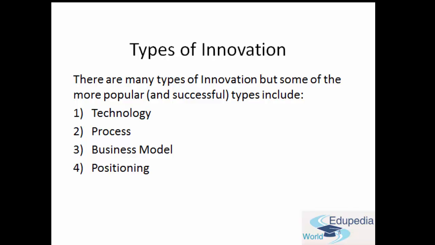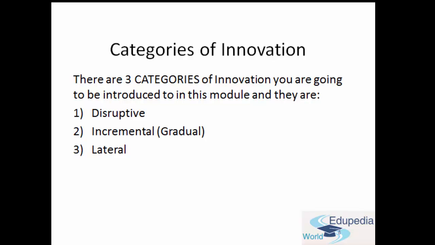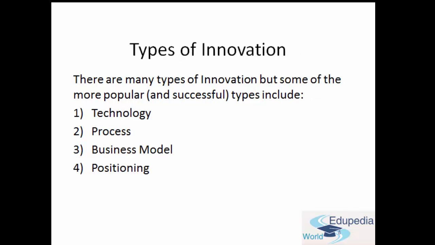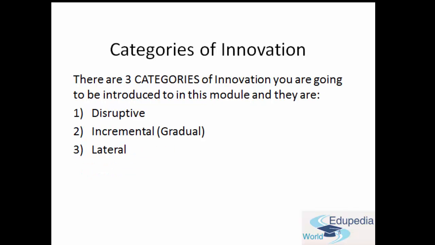So when we also look at categories of innovation, we've gone through the types of innovation: technology, process, business model, and positioning. Now we look at categories of innovation: disruptive, incremental, and lateral. The types, we're going to show you some examples in a moment. The categories I'd like to talk to you a bit about.